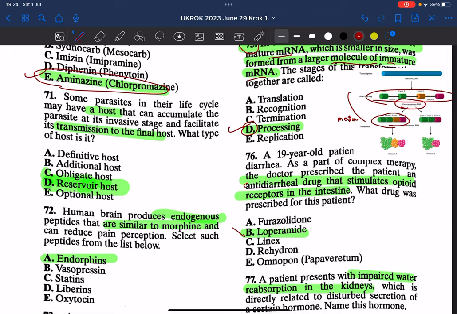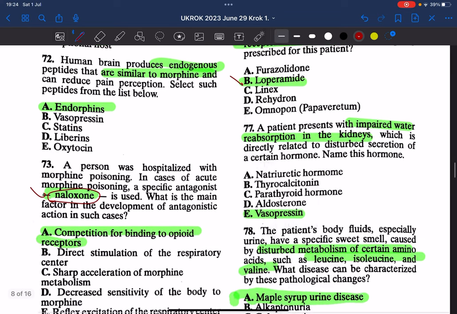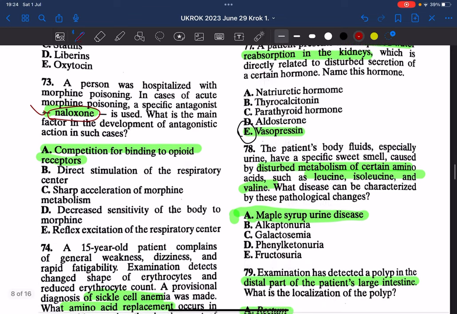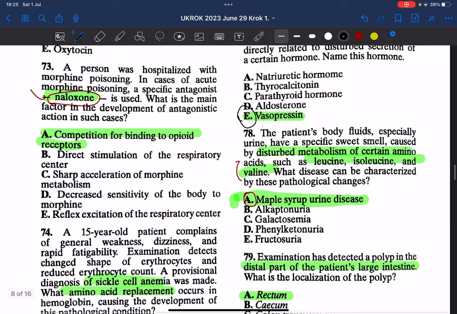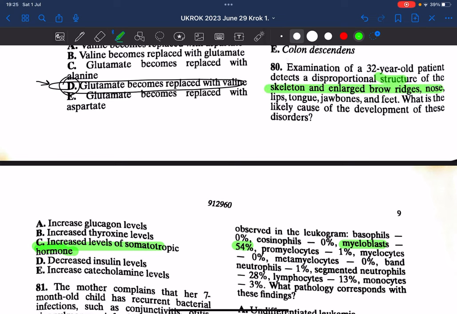The antidiarrheal drug is loperamide, and it also stimulates opioid receptors. Impaired water reabsorption in the kidneys is due to impaired vasopressin, a hormone responsible for water reabsorption. Disturbed metabolism of branched-chain amino acids such as leucine, isoleucine, and valine is maple syrup urine disease, due to a deficiency of the branched-chain alpha-keto acid dehydrogenase enzyme. We have an enlarged skeleton, enlarged jaws and feet and everything. This is because of increased growth hormone, another name for it is somatotropic hormone.